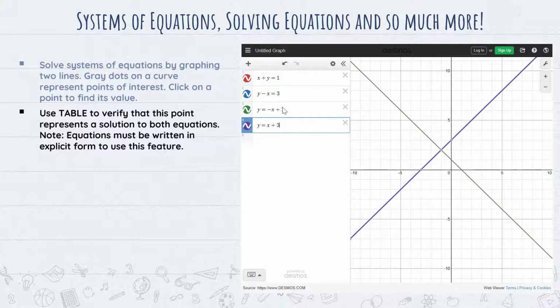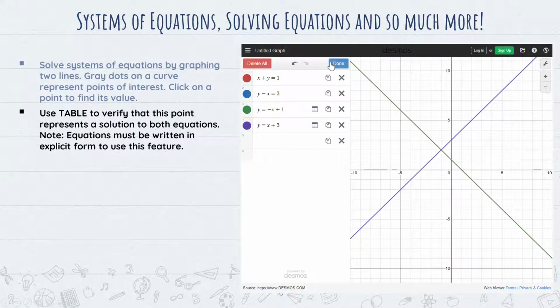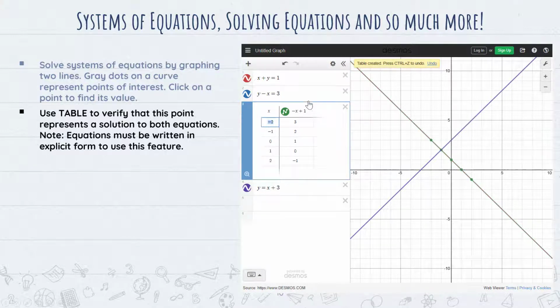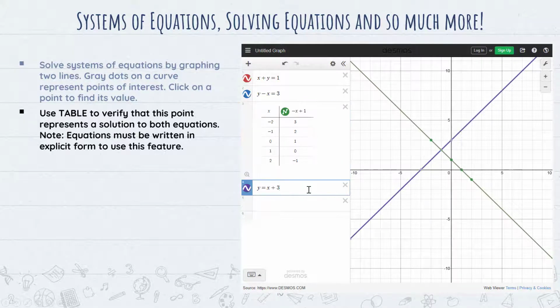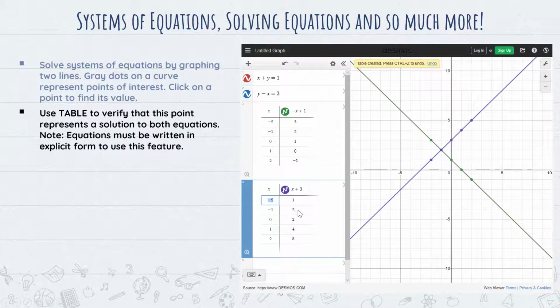So I have the same exact pictures, but now when I click on the table feature, the two that are written in explicit form do show a table of values. We said that the point of intersection was at the point negative 1, 2, and sure enough, we can see that in this table of values. If I go down to the second line and also hit table of values, hopefully that point negative 1, 2, sure enough, is there.